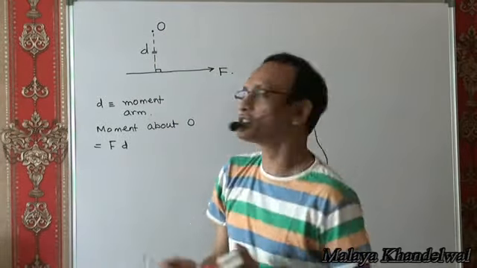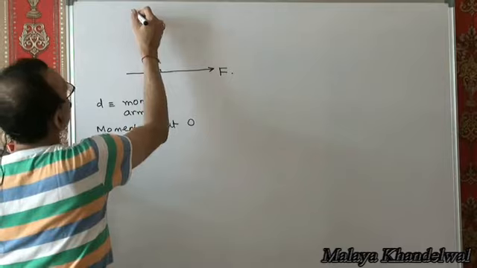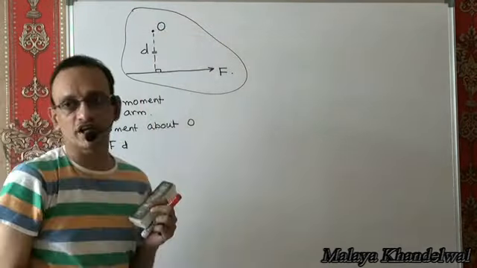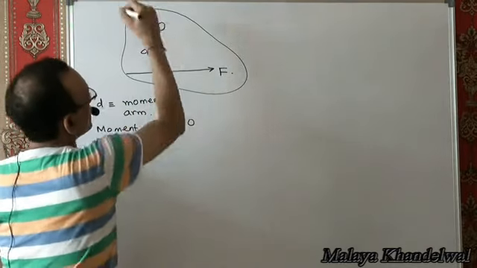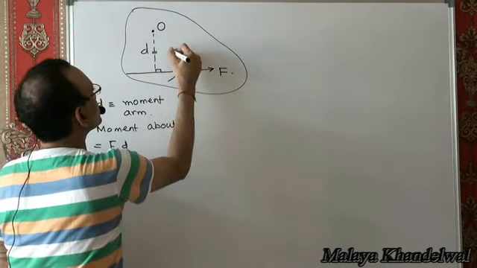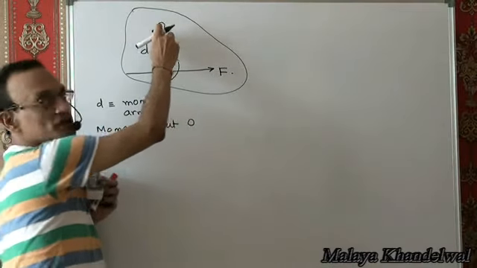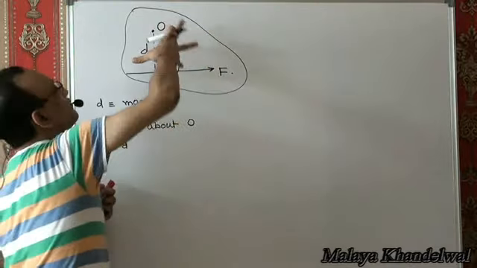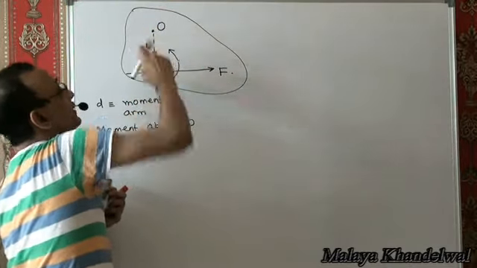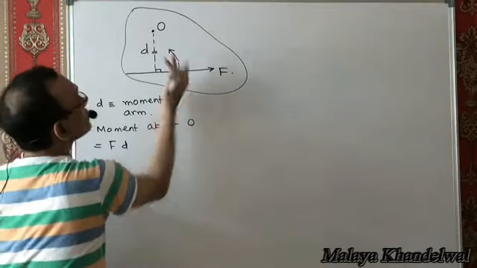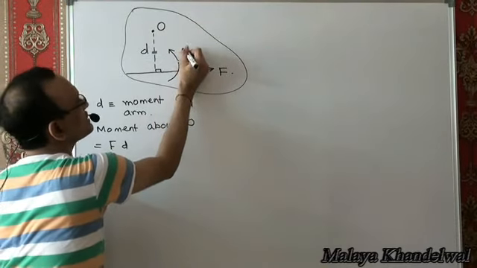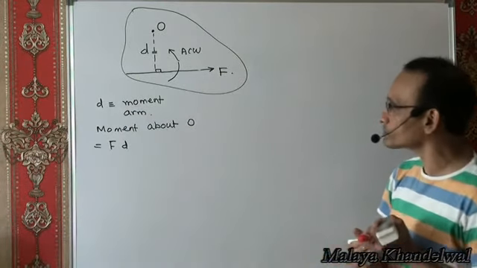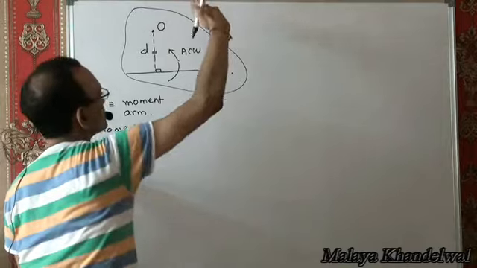Responsible for creating a turning effect, in the sense that if O was part of a rigid body like this, and the rigid body was hinged about O, you would expect the turning effect produced about O in this case is this way. If the rigid body is hinged about O, and a force is applied like this in the plane, then F into D is the turning effect. And do you see the sense of the turning produced? Anti-clockwise. So in this case, ACW or anti-clockwise.